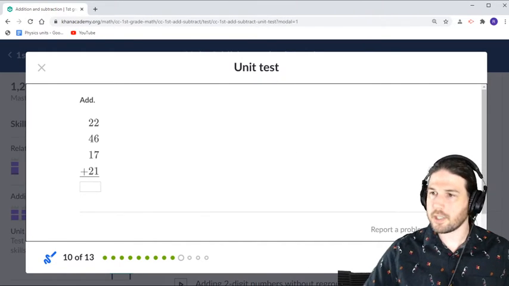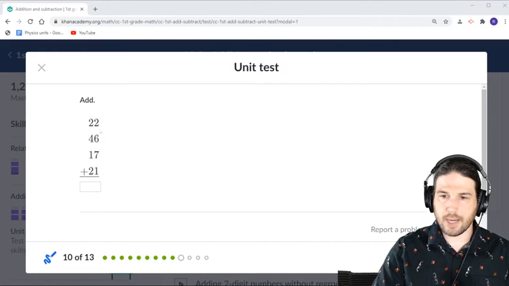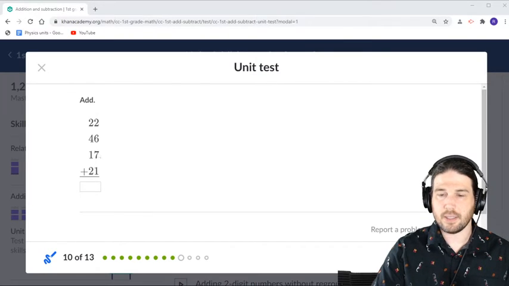All right, this one I'm actually going to go ahead and use the whiteboard for. So I see 6 and 2 is 8, and 7 is 15, and 1 is 16.